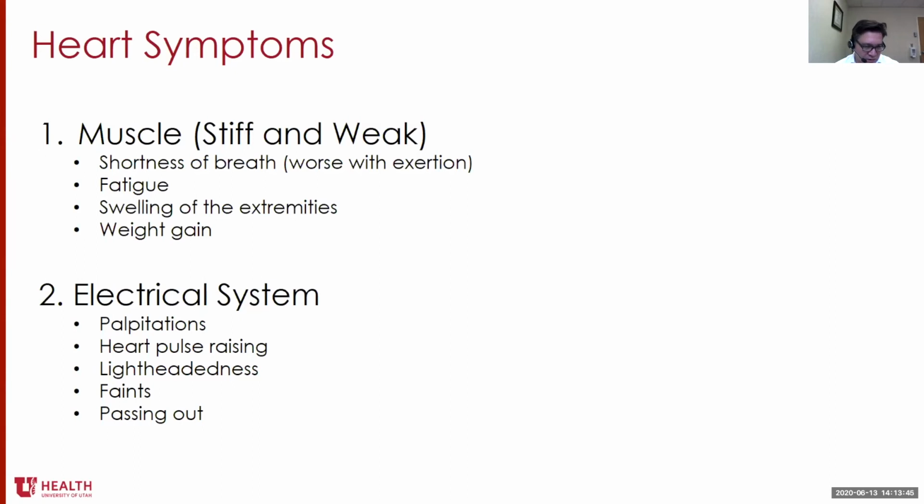If the electrical system is affected, we talked about this, you have fast pulses, either from atrial fibrillation or atrial flutter. You can feel extra beats, kind of palpitations, fluttering in your chest.